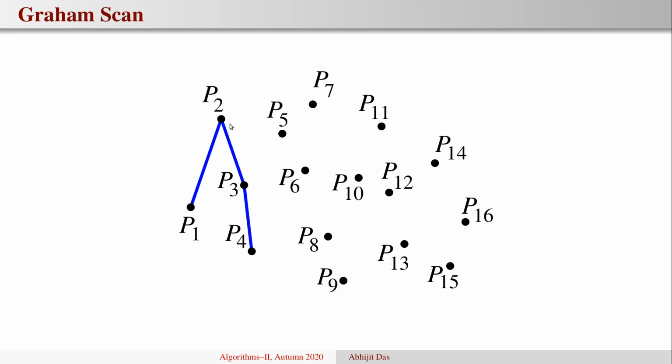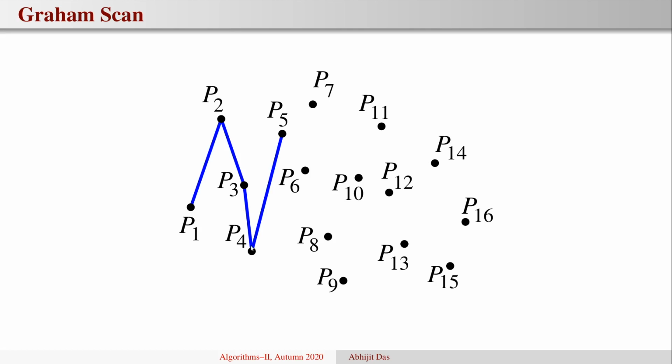And once again you see that this is a right turn. So P1, P2, P3, P4. Stack remains like that. Now when you consider P5, you see P4 is at the top of the stack, P3 is just below it. This is now a wrong turn. So I have to pop P4 out of the stack.